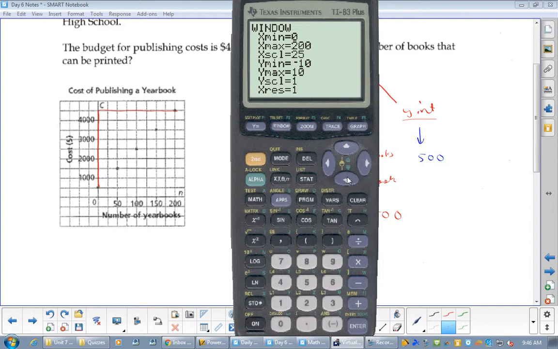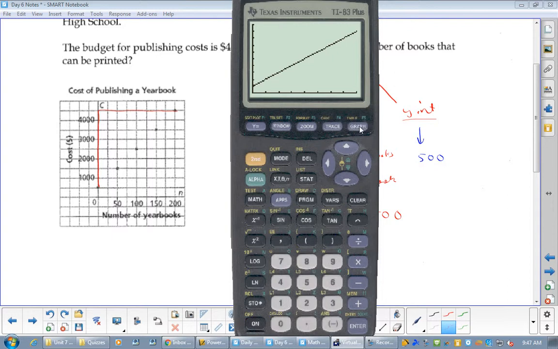Okay. What is the y minimum? 0. The maximum? 5,000, I would say, even though they didn't put the number up there. If I want it to look identical, I'll put that. And what is the scale? What are they counting by? 500. Okay, and then you just hit graph. Okay, so that is the graph of that.